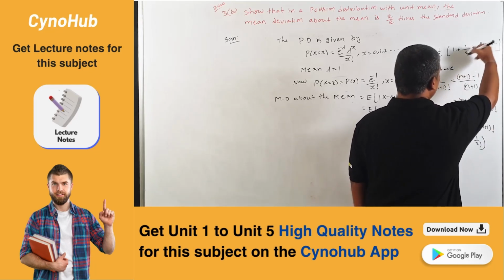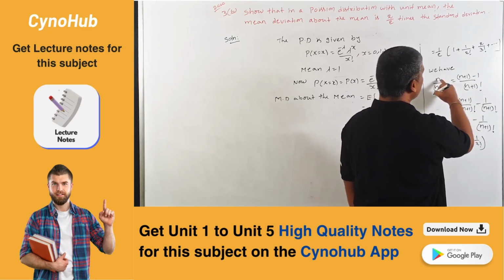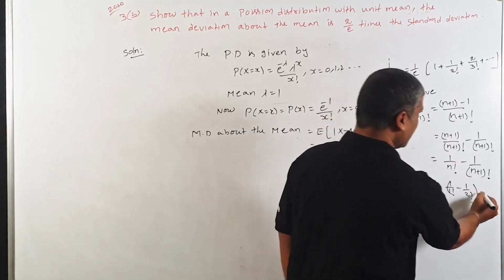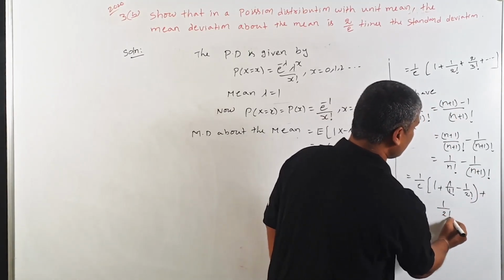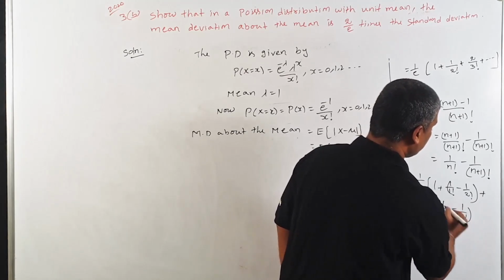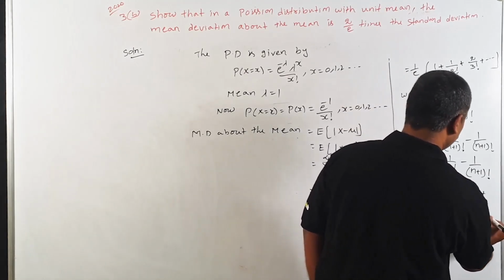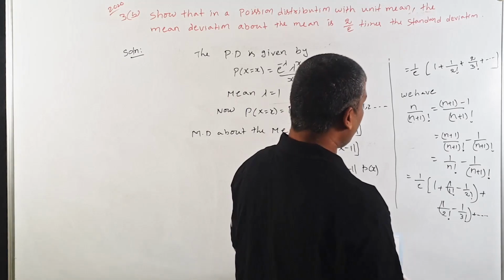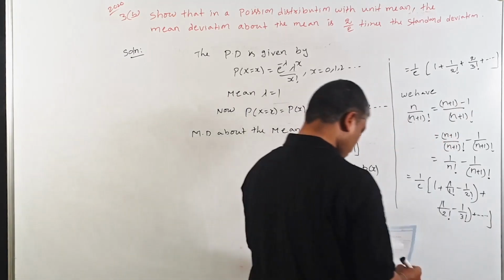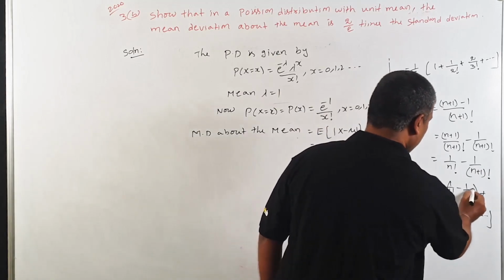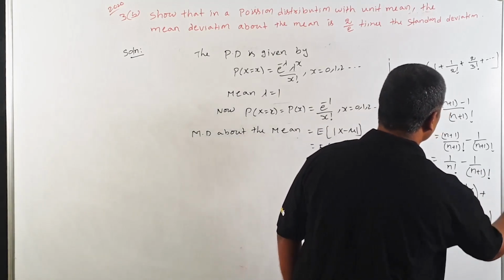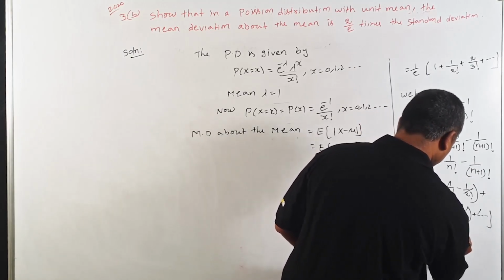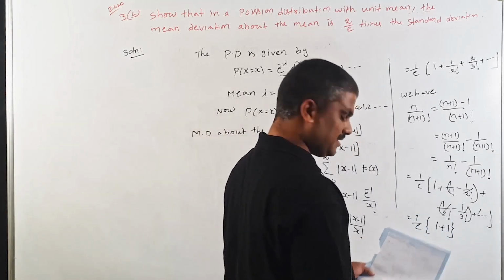Next, to get this term I put n equals 2. n equals 2 means 2 by 2 plus 1, 2 by 3 factorial. 2 by 3 factorial can be written as 1 by 2 factorial minus 1 by 3 factorial, and so on. Finally, this term gets cancelled, this term gets cancelled. Finally you can get 1 by 1 plus 1.